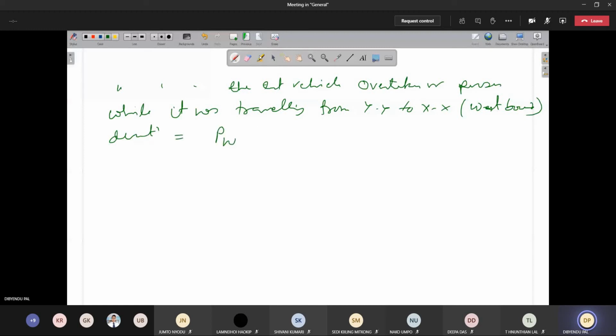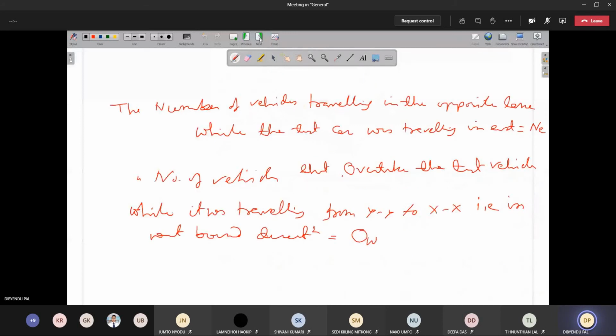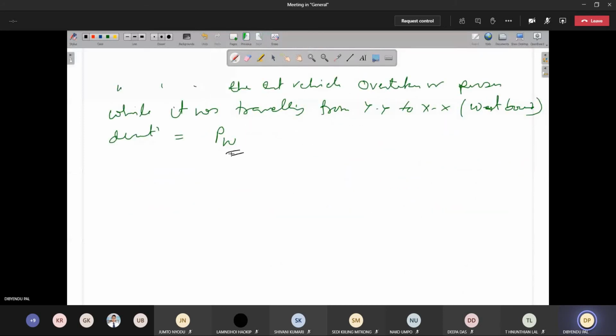So what I am saying, I will just show in the figure. When the vehicle was traveling in westbound direction, that is from YY to XX, this vehicle has also overtaken some vehicles. Okay, because that means what? These are the vehicles which are overtaken by this vehicle. So this is denoted by PW. Number of vehicles that the test vehicle overtakes or passes while it was traveling from YY to XX is denoted by PW.